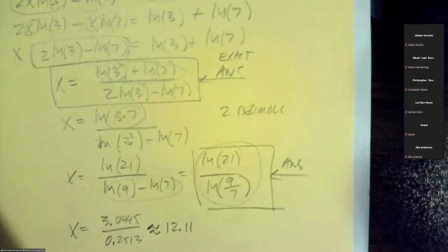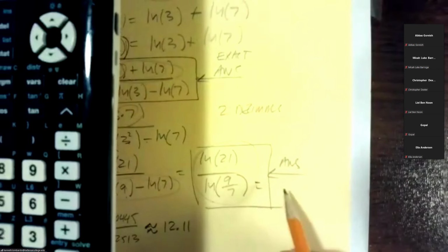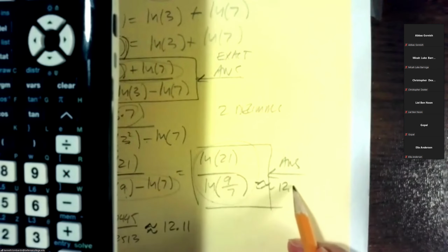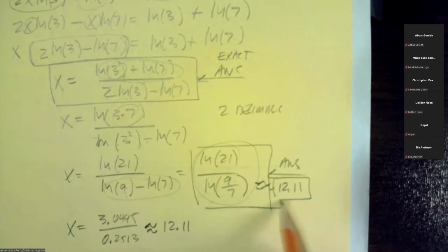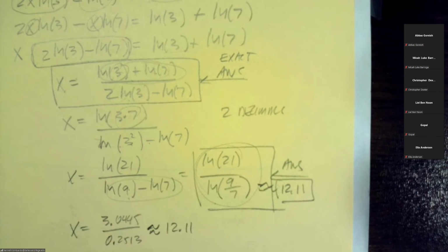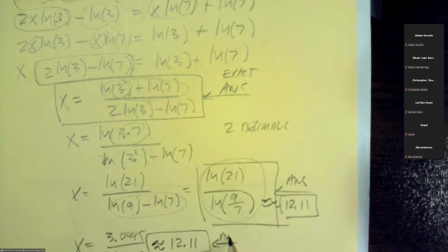What if we did this and said ln of 21 divided by the ln of 9 over 7 and hit enter on our calculator, we get 12.114 again. So either way, it looks like we get an approximate of 12.114 something, rounded off. Okay, so there are several ways we could come up with this answer, to two decimals.